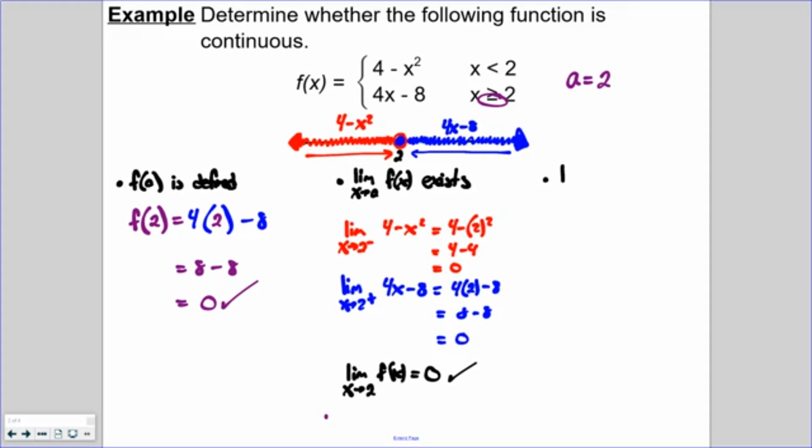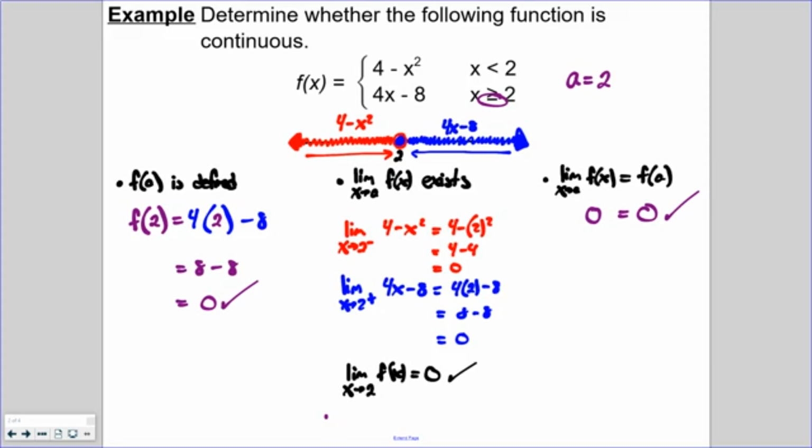Now our third condition says that we need the limit as x approaches a of f of x to equal f of a. Remember, we want the intended height to be the actual height. We just discovered that the intended height is 0. And from the first condition, we determined that the actual height is 0. So therefore we can see the actual height is the intended height. So our third condition is satisfied.